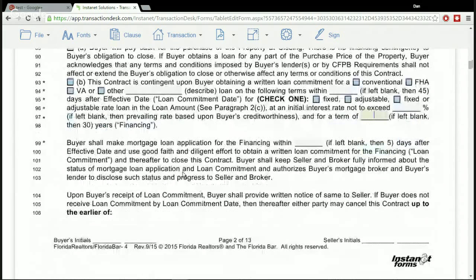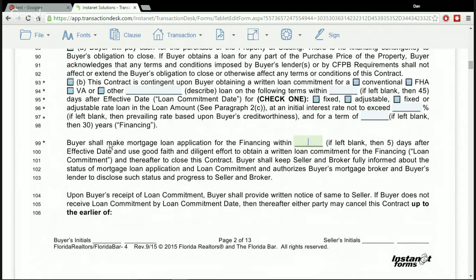Okay? This next component here, lines 99 through 103, just deals with when the borrower has to actually make their loan application, because they've got some deadlines here, and talks about some of the stuff with the loan commitment. So the buyer should make the loan application within 5 days. That's the default. Don't let your buyers drag their feet on the loan application. It can only hurt the team. Okay, don't let them drag their feet.